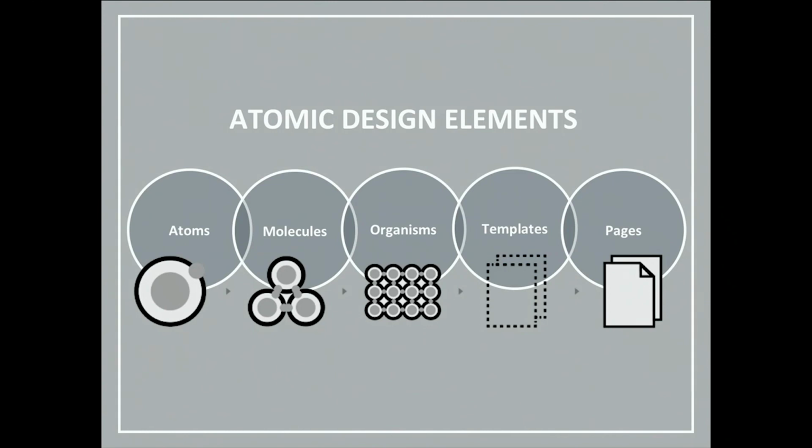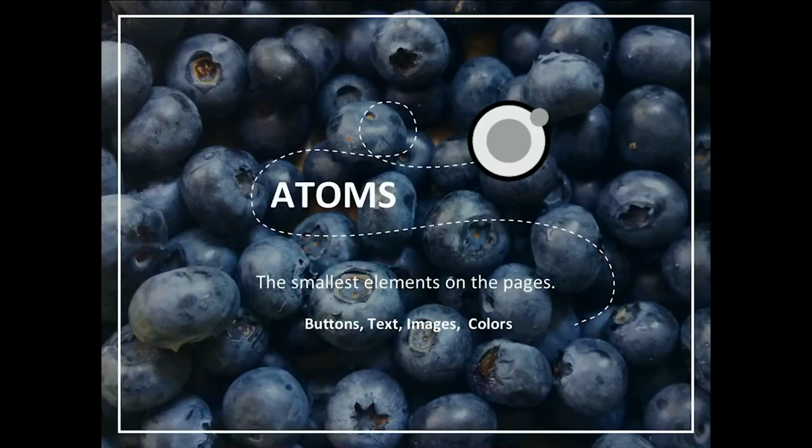Atomic design concept was created by Brad Frost, a web developer, who divided the elements of atomic design into the following categories: atoms, molecules, organisms, templates, and pages. Atoms. What are the atoms on the pages? They are the smallest elements. They are colors, text, images, buttons, input forms.